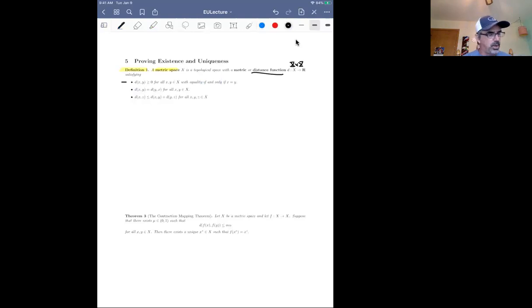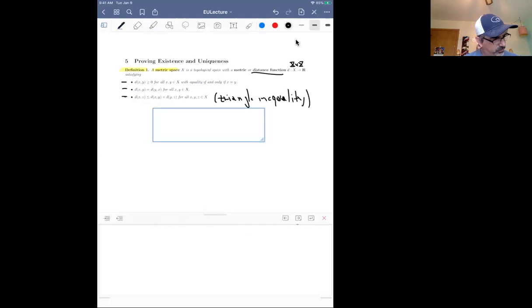And the most important one, and generally the most difficult one to prove when you're trying to show that some function is a metric, is the last one: the distance between x and z is less than or equal to the distance between x and y plus the distance between y and z. You probably already know this. It's known as the triangle inequality. And that's usually the one that takes some finesse to prove.